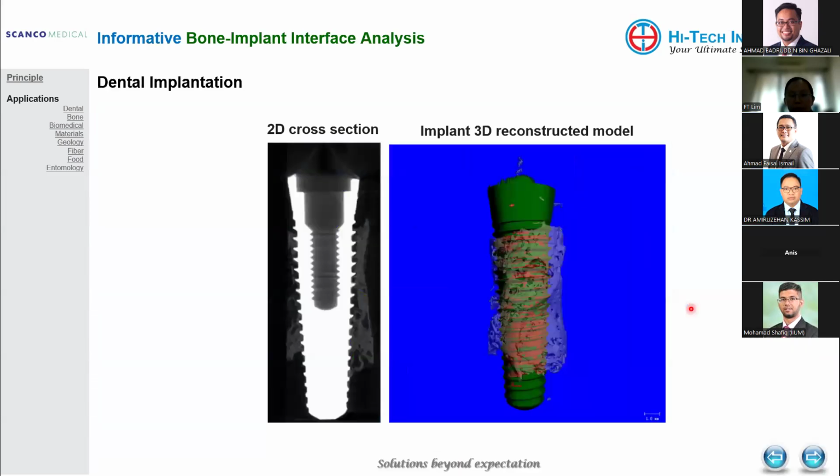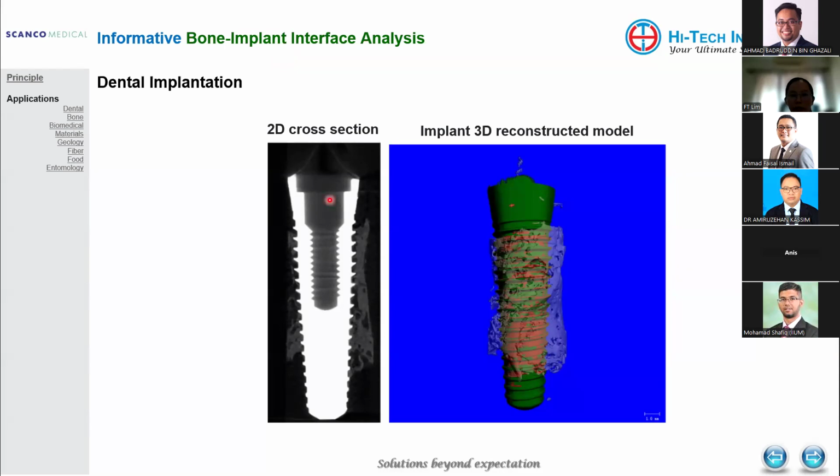And apart from getting the 3D structures of the implant, we can also study the bone implant interface. So, let's say after we do the implant, we would like to see how well the bone is wrapping or growing around the implant. This is something that we are interested in, especially for dental research.